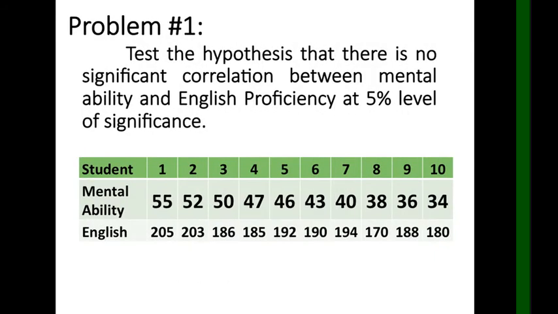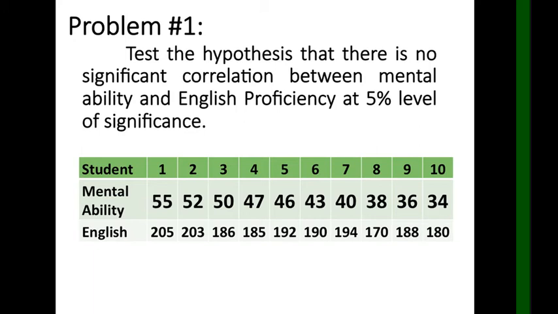To understand it better, let's have example number 1. Test the hypothesis that there is no significant correlation between mental ability and English proficiency at 5% level of significance. So the given are the following, the mental ability and the English. So kapag ba mababa sa mental ability, ibig sabihin ba ay mababa din sa English? Or sabihin na natin, kapag ba mababa sa mental ability, ibig sabihin mas mataas siya sa English ability.